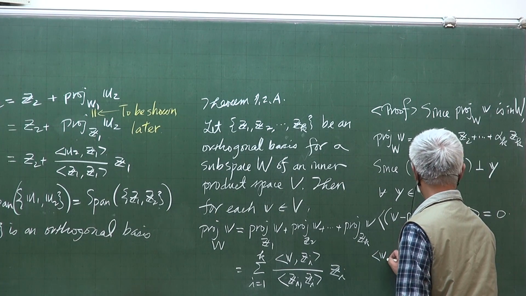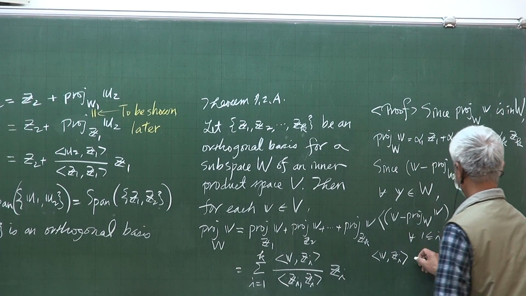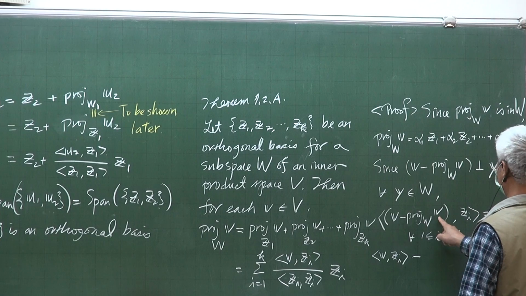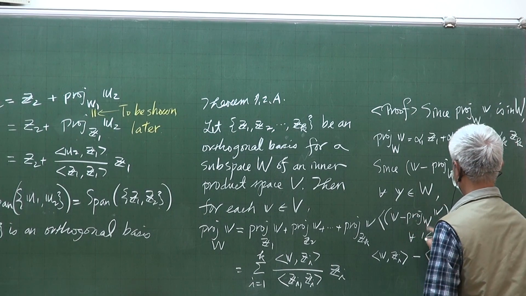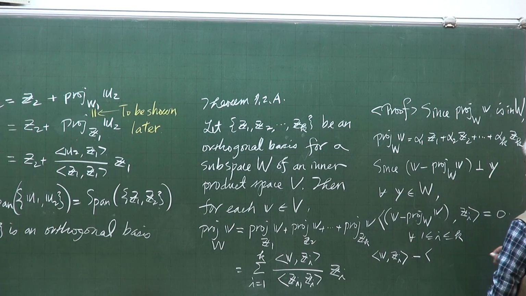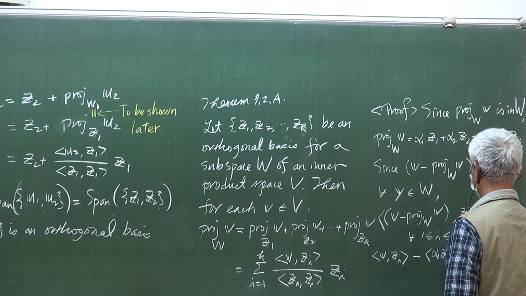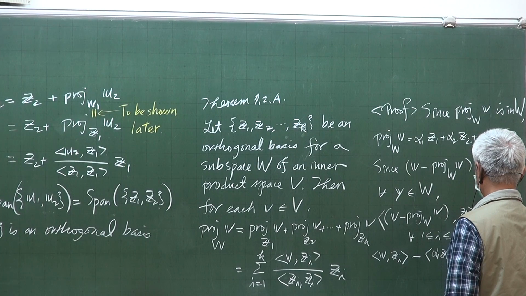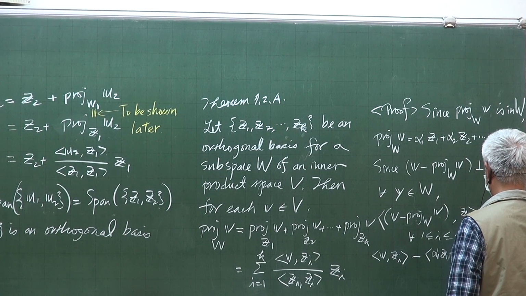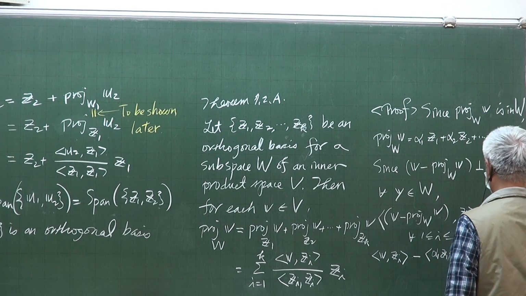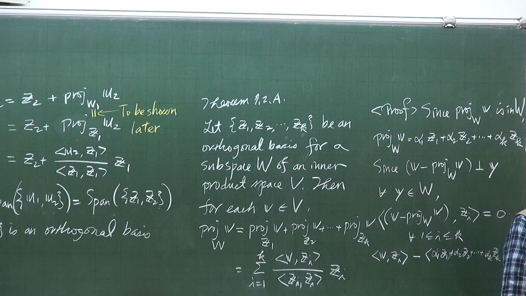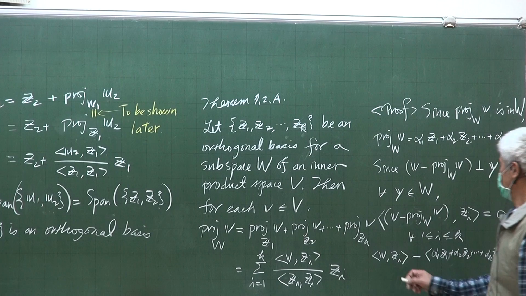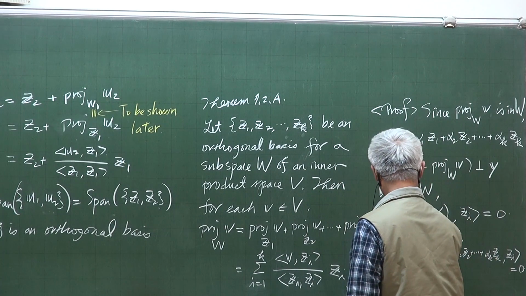So we have v minus its projection, but the projection of v onto W is alpha 1 z1 plus alpha 2 z2 plus etc. plus alpha k zk, taken with zi. This is equal to 0. Okay, so from here we have that.